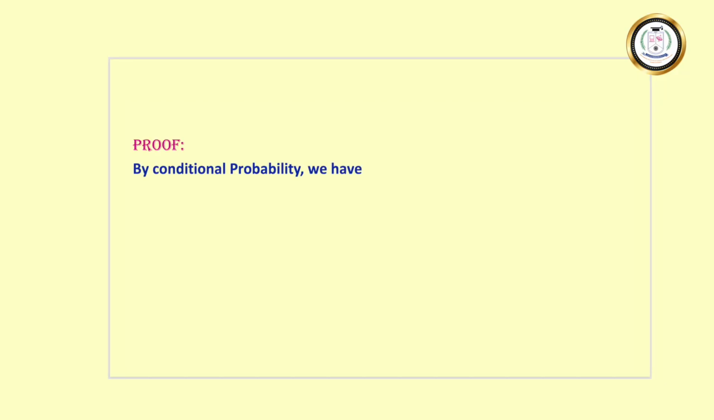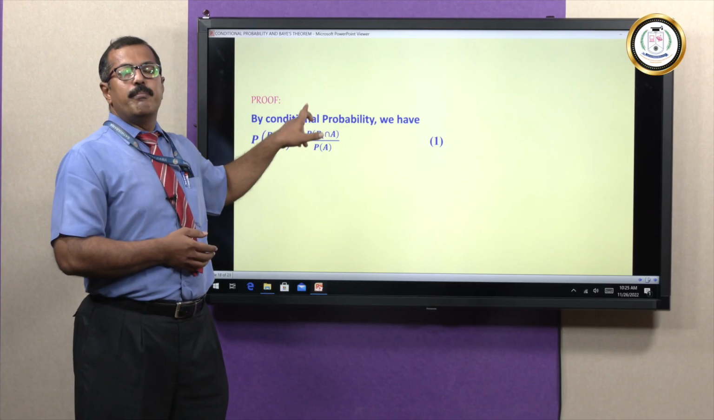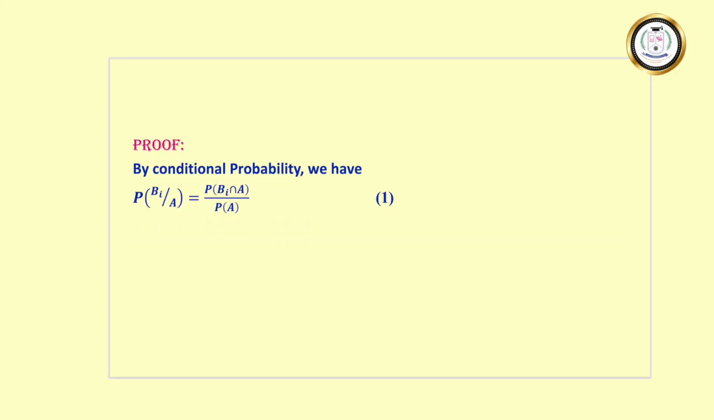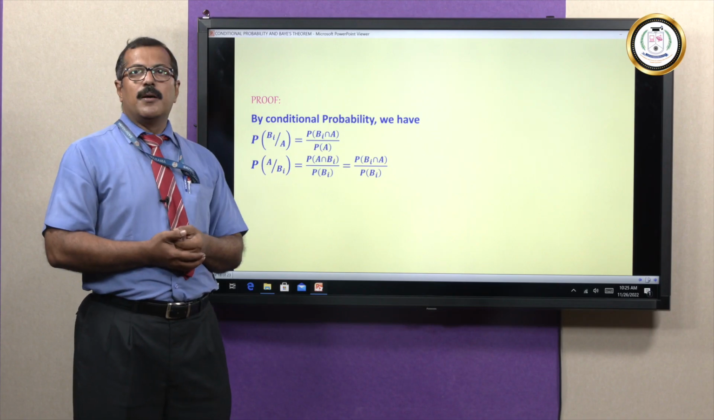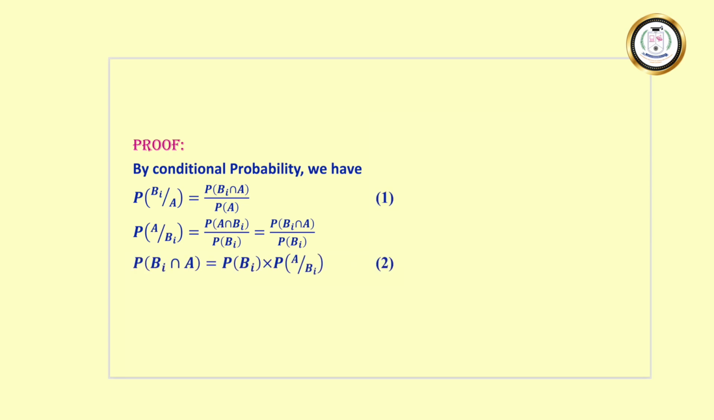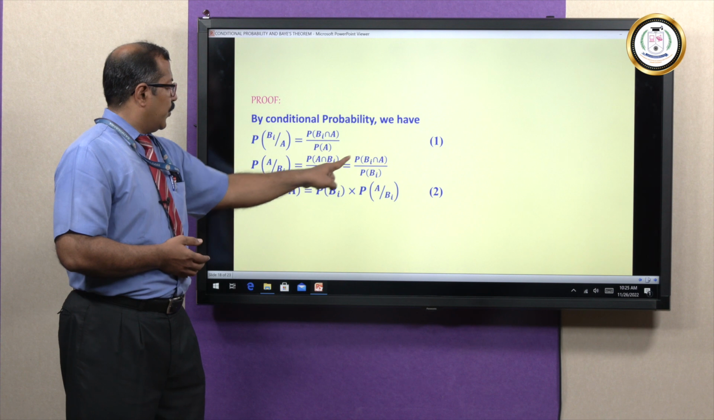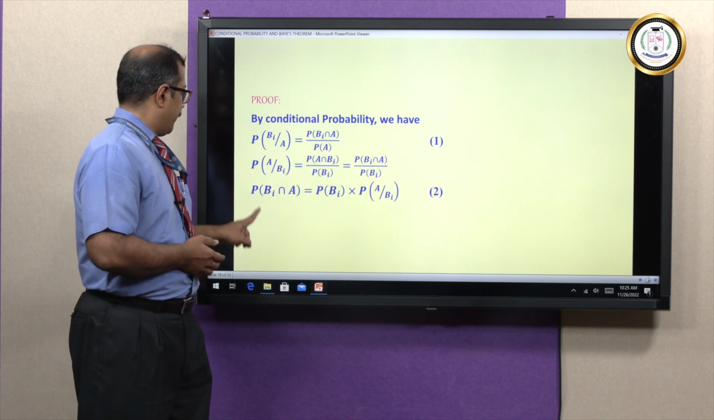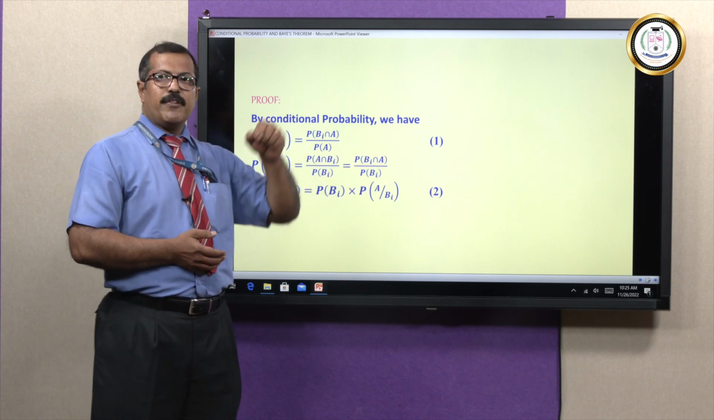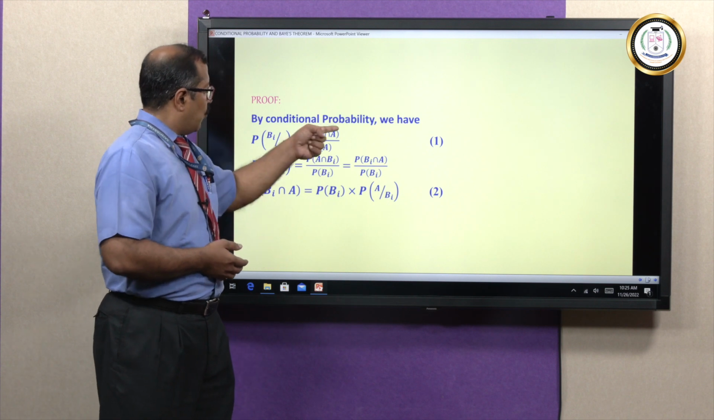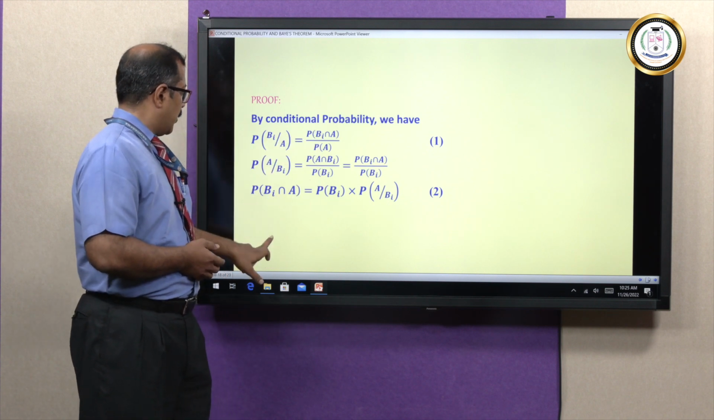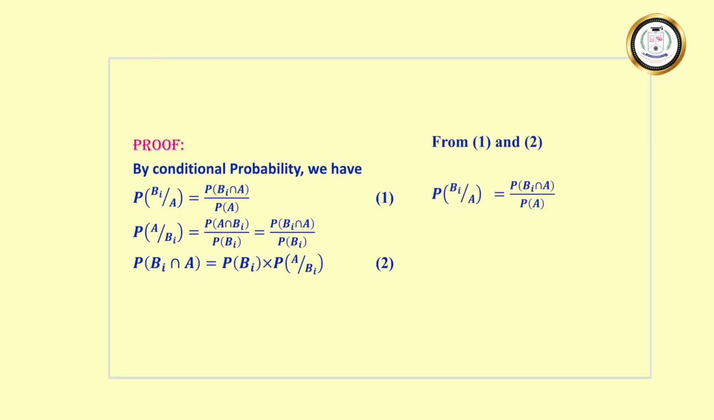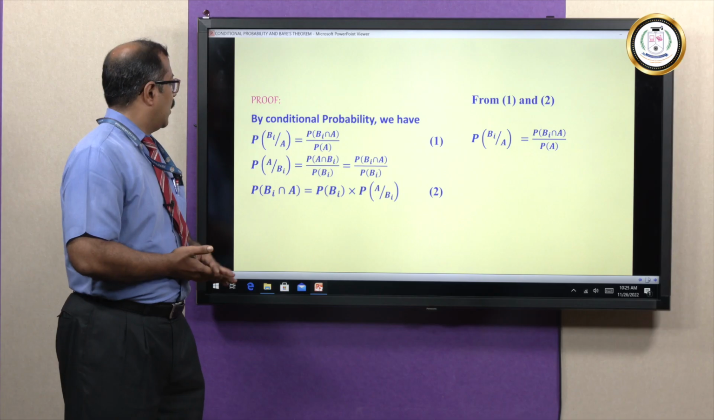By conditional probability, we have P of Bi given A is P of Bi intersection A by P of A. P of A given Bi is P of A intersection Bi by P of Bi. We can rewrite this as P of Bi intersection A by P of Bi. Now cross multiplying, we will get P of Bi intersection A as P of Bi into P of A given Bi.